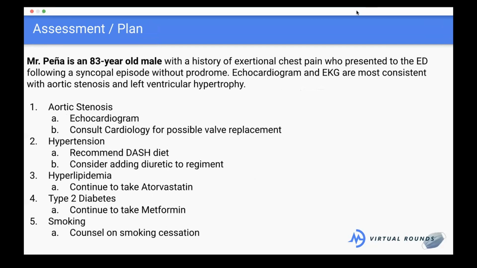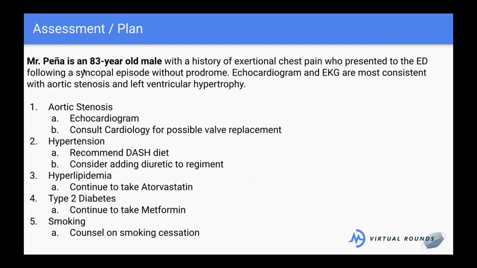Okay, so here's our assessment and plan. Sometimes I forget to do the assessment statement, but I remembered it this time. We like to sum up the case, pulling all the pertinent things. So my summary statement for Mr. Pena would be that he's an 83-year-old male, history of exertional chest pain, presented to the ED following a syncopal episode without prodrome. Prodrome, for anyone who's ever passed out, is that feeling of, oh, the room is spinning, maybe I hear a ringing in my ear, I'm seeing flashing lights. We call that a prodrome of, I'm sure I'm about to pass out, I need to sit down. So he didn't have a prodrome. That means it's probably not a seizure. So without prodrome is important for that reason.